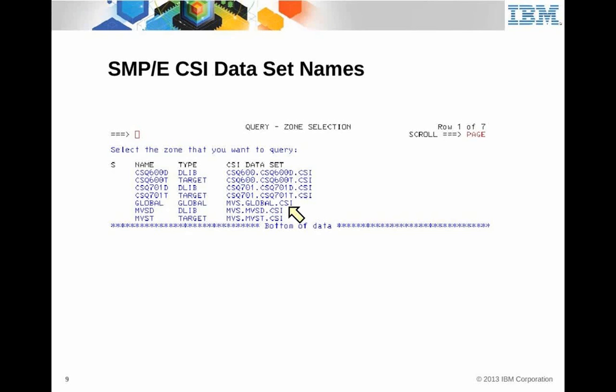These data sets right here are the CSI, Consolidated Software Inventory, which is the metadata about the environment. But the metadata is also going to include the target library names and the distribution library names and other information.